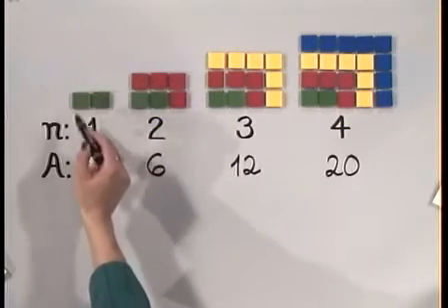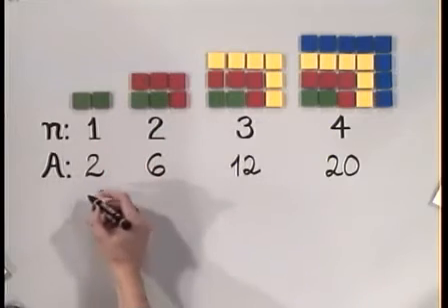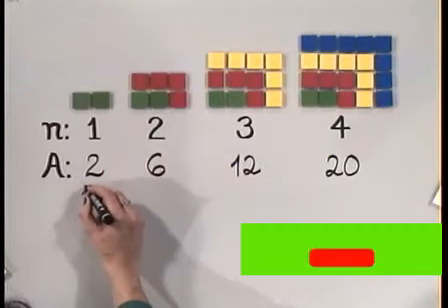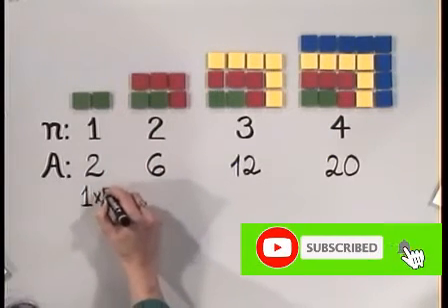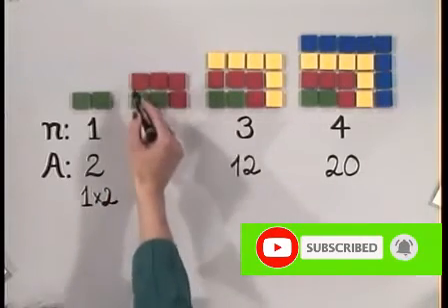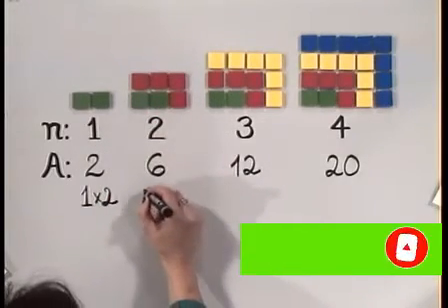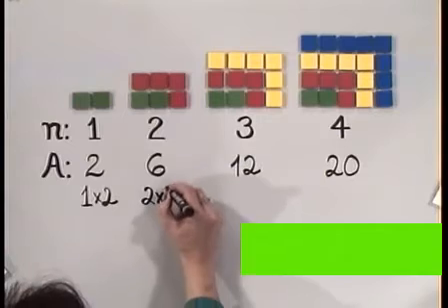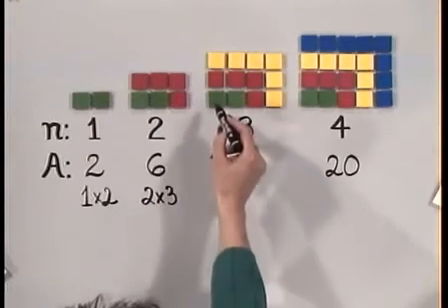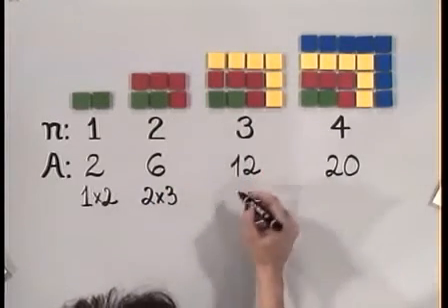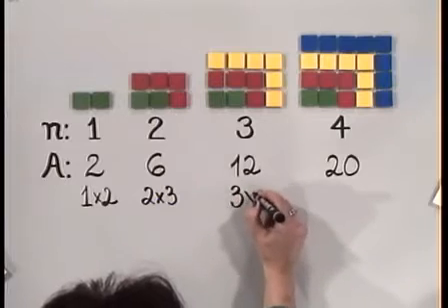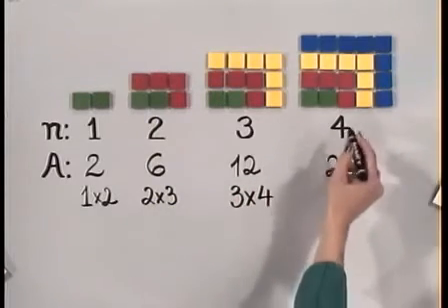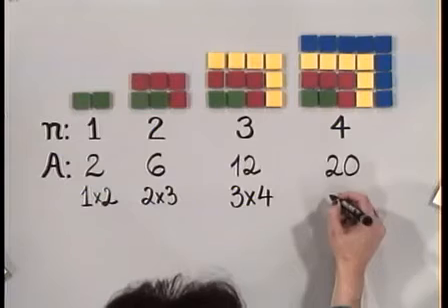Over here we have a rectangle of 1 by 2, so we can write that as 1 times 2. Here we have a rectangle of 2 by 3. So that's 2 times 3. Over here we have 3 times 4. And finally here we have 4 times 5.